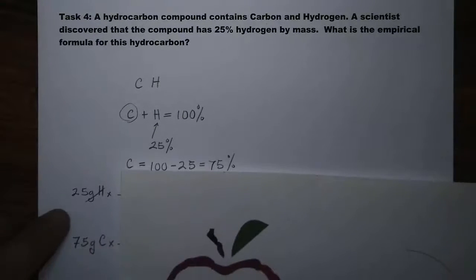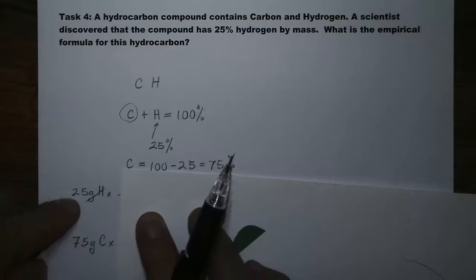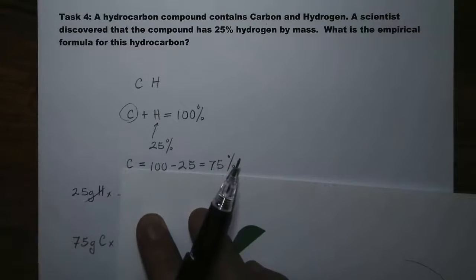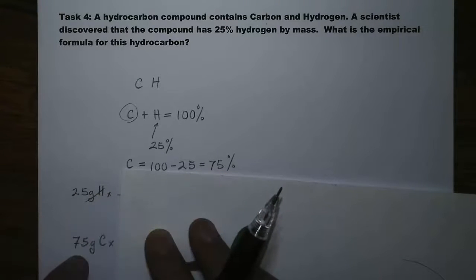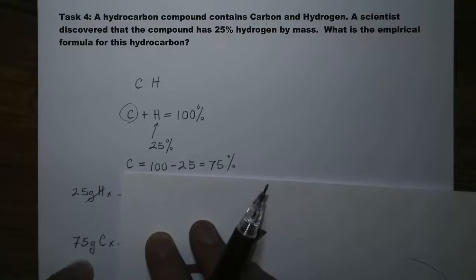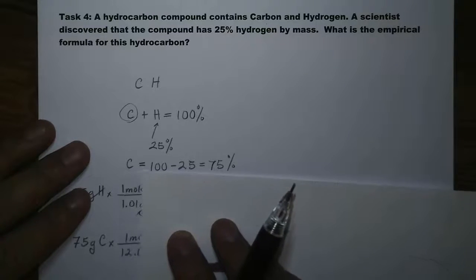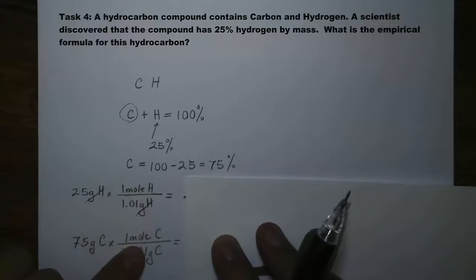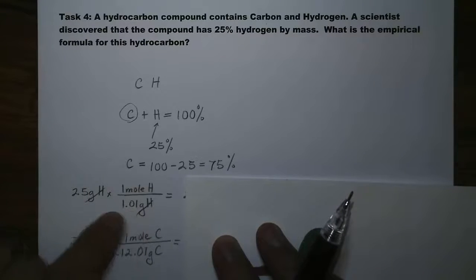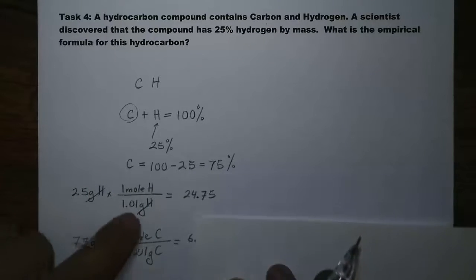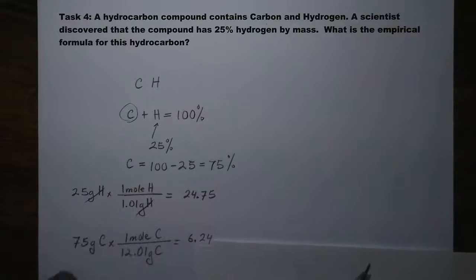And then we have, again, for hydrogen, which is 25%, and if we assume that this sample is out of 100, we have 25 grams of hydrogen. And going back here, carbon is 75%, so we have 75 grams of carbon. And the next step, step 2, is convert to mole using the molar mass. And notice how I put the grams on the bottom to cancel out. And for hydrogen, I have 24.75. And for carbon, I have 6.24 moles.